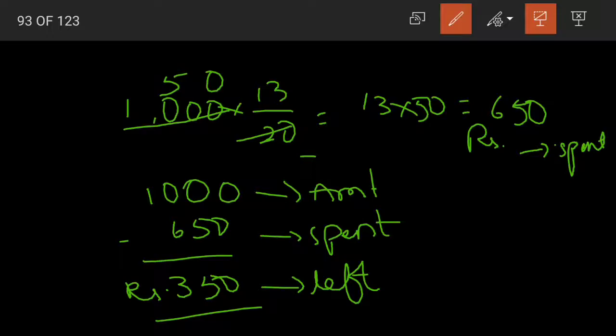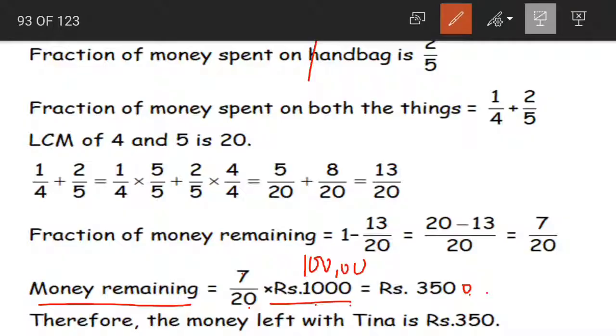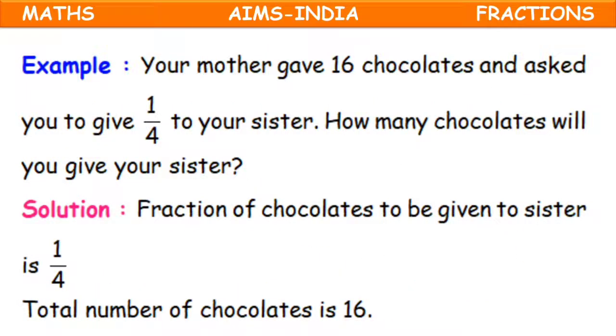Understood, children? These are the two ways of solving this problem. You can multiply the fraction of amount spent by the total amount, so that you will get the amount spent. And if we subtract the amount spent from the total amount 1000, we will get 350 rupees. That is the amount left with her after buying a dress and a bag.